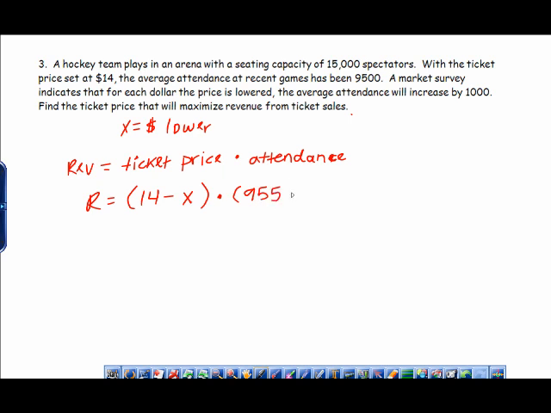Okay, but that will actually increase by 1,000 people for every dollar that the price is lowered. So I'm going to add 1,000x, because this will be 1,000 if we lower the price by $1. It'll be 2,000 if I lower the price by $2, and so on.